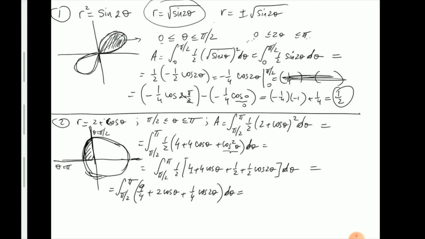And now we can integrate: 9/4 theta plus 2 sine of theta plus 1/4, and the integral of cosine of 2 theta is like a u substitution. It's 1/2 sine of 2 theta, between pi/2 and pi. And let's put some parentheses here. So plug in pi: 9 pi/4, 2 sine of pi, and 1/8 sine of 2 pi.